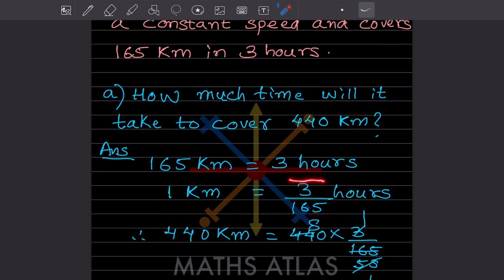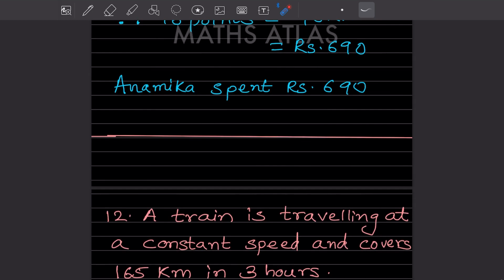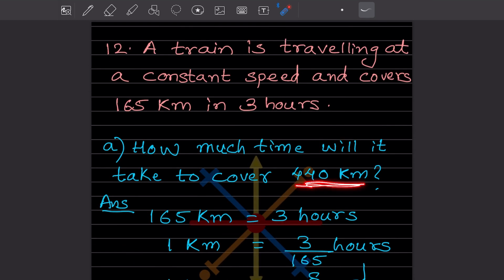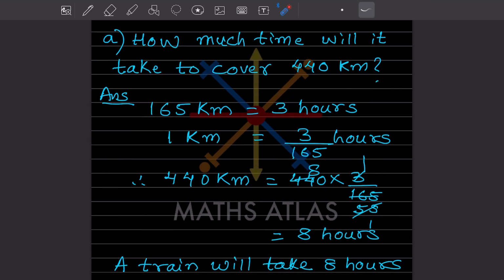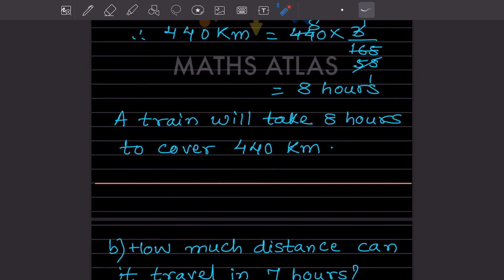Now what I have done, I kept this as it is because we can also simplify this one or we can keep it as it is. Why? Because we have to solve further. So here how much does it ask? This is 440 kilometers. So for 440 kilometers, 1 kilometer is this many hours. So for 440, what will you do? We are going to multiply. So 440 into 3 into this one. When you simplify this, you just see the cuttings. You can do it whichever way you feel easy. So that comes to be 8 hours. So a train will take 8 hours to cover 440 kilometers.